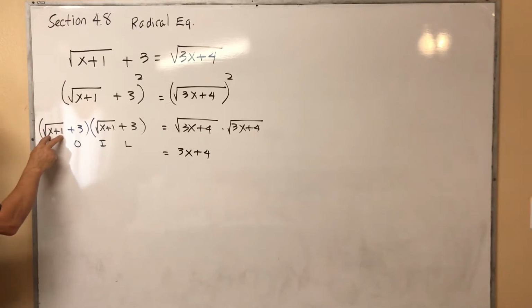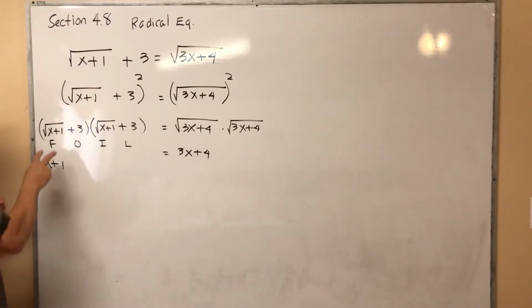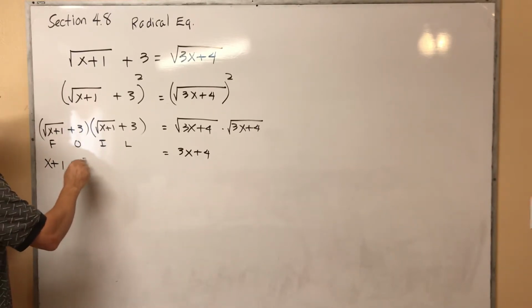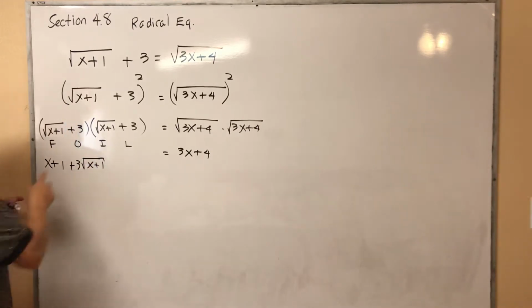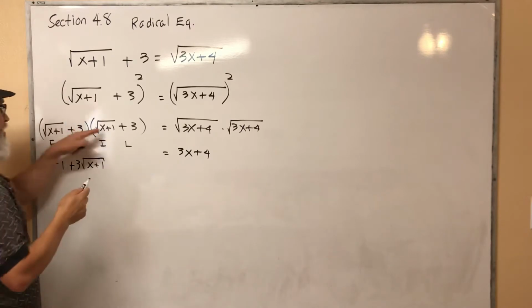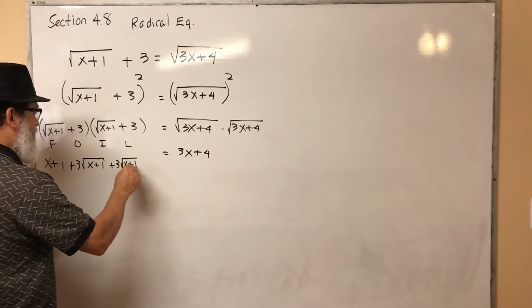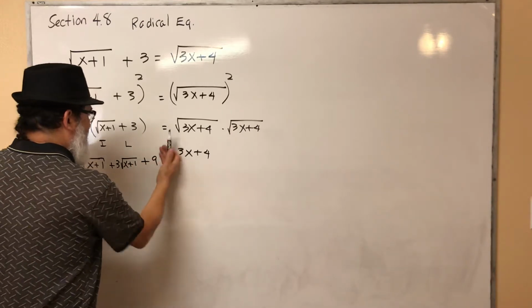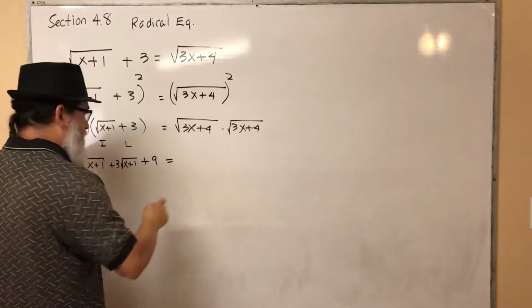The square root of x plus 1 times the square root of x plus 1 is x plus 1. Okay. Outer. The square root of x plus 1 times 3 is plus 3 times the square root of x plus 1. Okay. Inner. That's 3. 3 times that is plus 3 times the square root of x plus 1. Last, 3 times 3 is plus 9. Okay. And this is 3x plus 4.